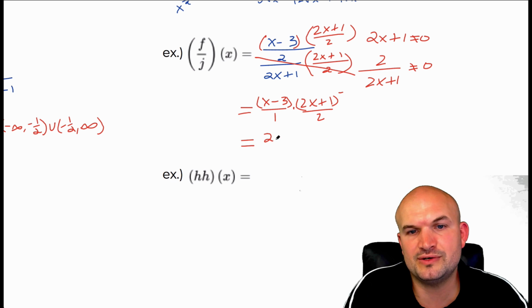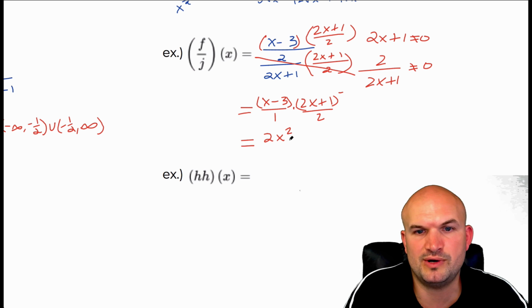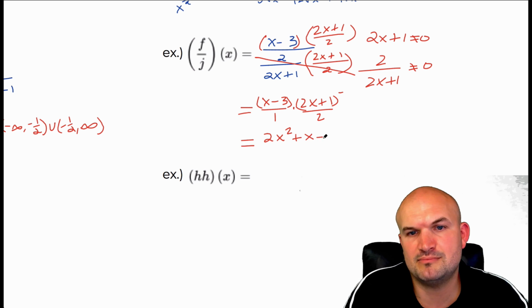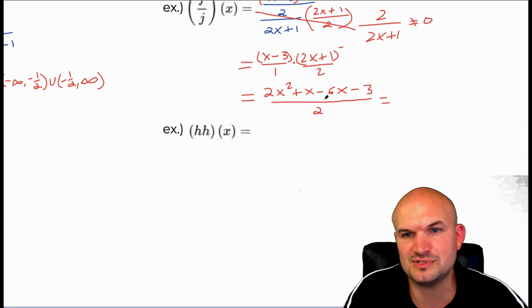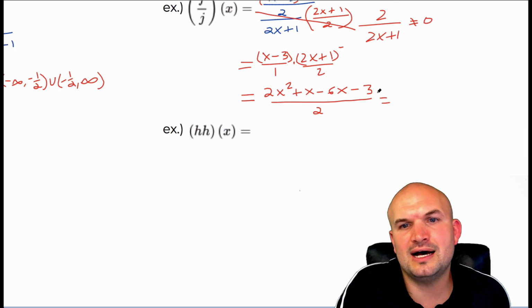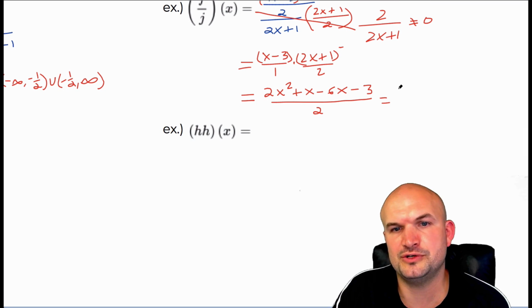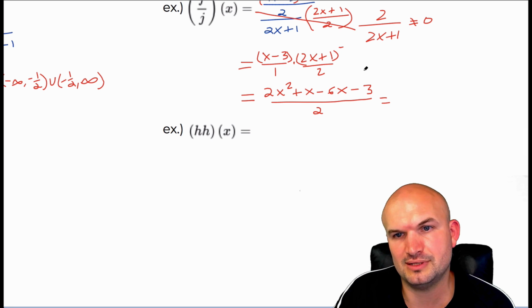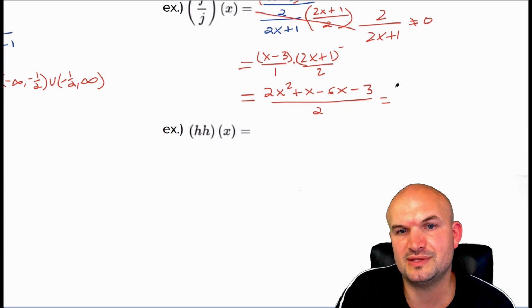So when doing that, I would get 2x squared plus x minus 6x minus 3, all over 2, which I'm just going to write over to the side with another equal sign. I don't really like going horizontal, but I'm running out of space. So therefore, that becomes 2x squared minus 5x minus 3, all over 2.